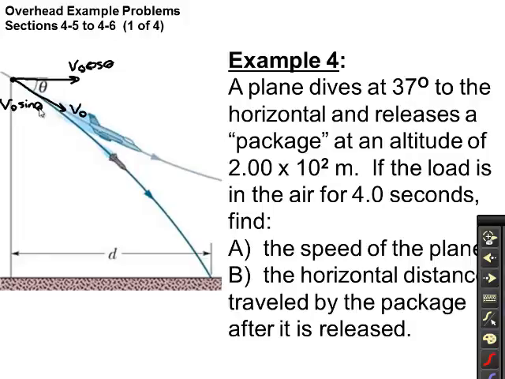Now, I got to draw it in. What's different about my V naught sine theta than was before? It's negative. Yeah, it's down. So I have to put a negative sign on this. Kind of ran out of room over there. Sorry, Amanda. There's a negative V naught sine theta for the initial velocity in the y direction.